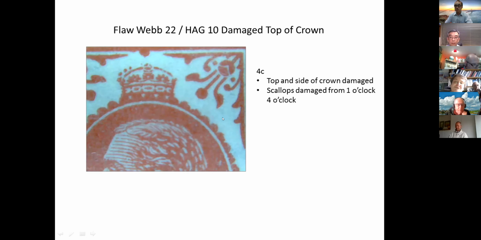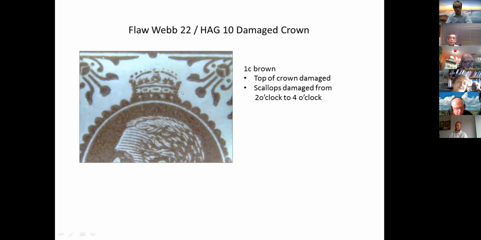Now I came across a 4 cents, which looks different. There's damage on the left-hand side of the crown, and less damage at the upper right on the scallops. It's further down, sort of 1 o'clock to 2 o'clock. And then I found examples of the 1 cents, and this is different again. There's much more damage on the left-hand side, making it more symmetrical. And the scallops on the upper right-hand side are fine. The damage seems to be at 2 to 4 o'clock.